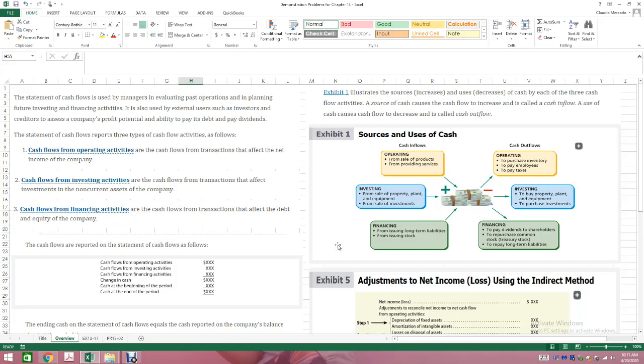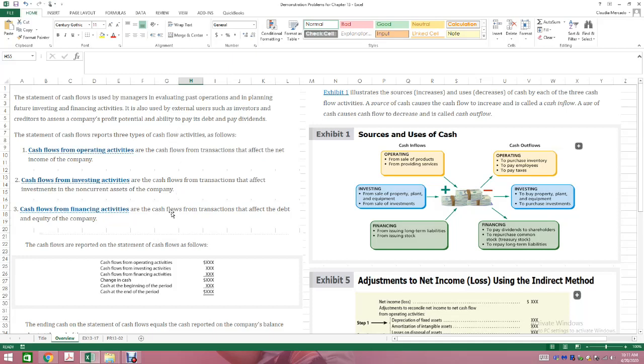So, the statement of cash flows is used by management in a way of evaluating either past operations or to help plan future investing and financing activities, okay? So, it is a very useful report that is used by management, okay? It is also used by external users, like people that are going to invest in your company, or creditors, if they're going to grant you any loans or anything of that nature, to be able to identify the profit potential and ability to pay the debts of that specific company, okay?